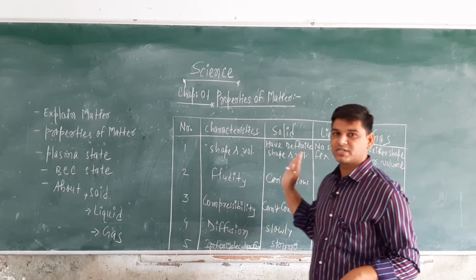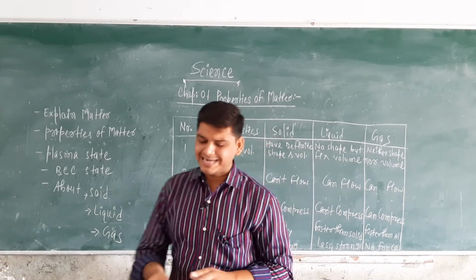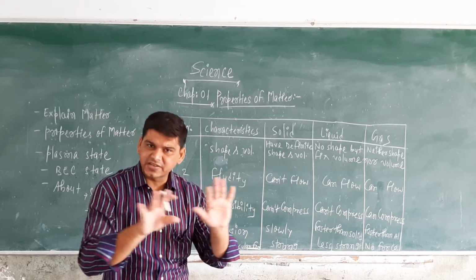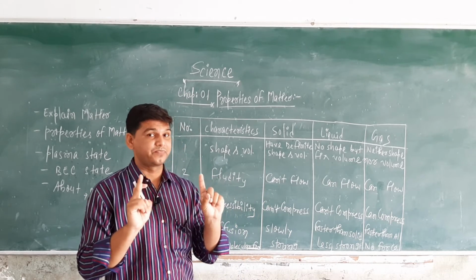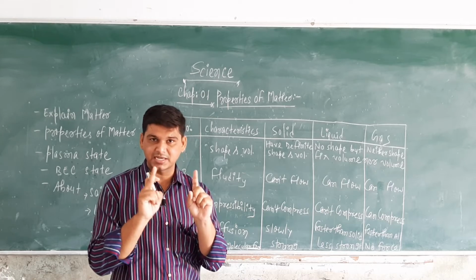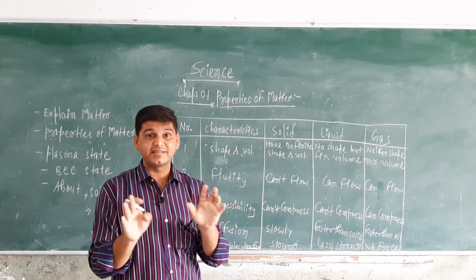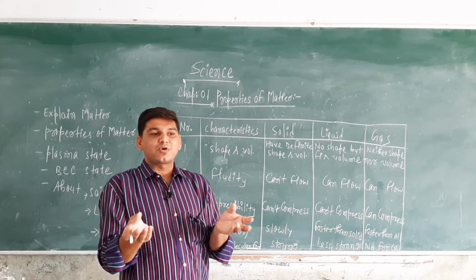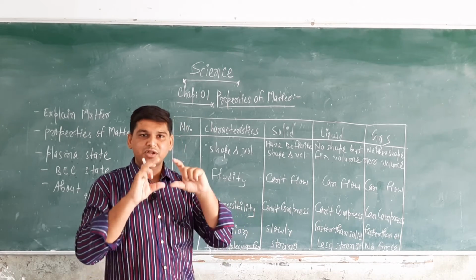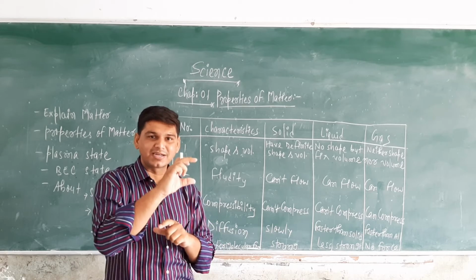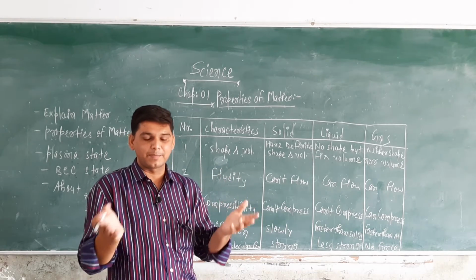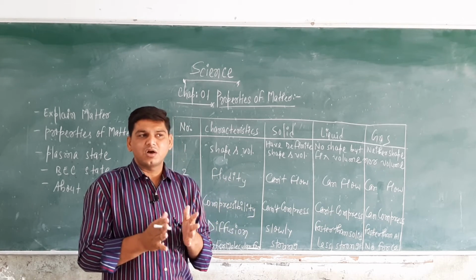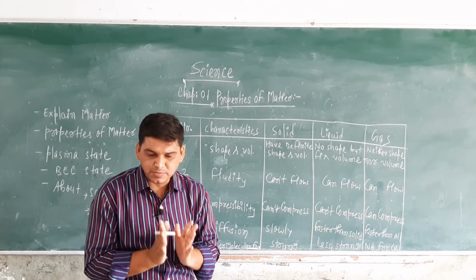Next we are moving to the liquid state. Now, what is the liquid state? A liquid has no specific shape but it has a volume. A solid has a specific shape and volume, but a liquid has no specific shape. It changes shape according to the vessel you use, like a glass, a bottle, a cylinder, or a pan. So it has a volume but no fixed shape.